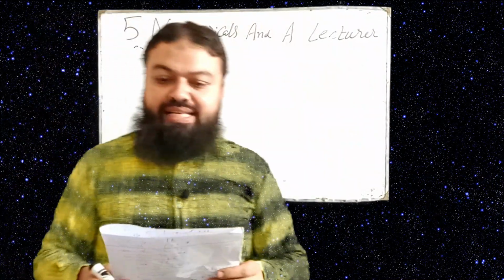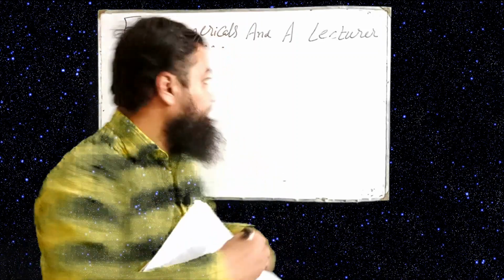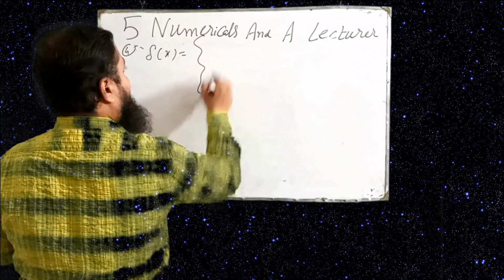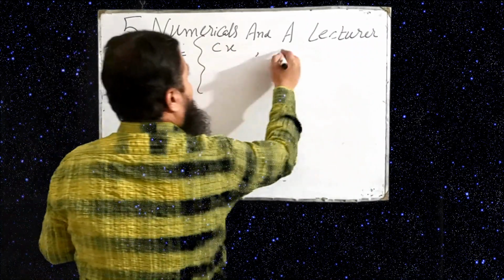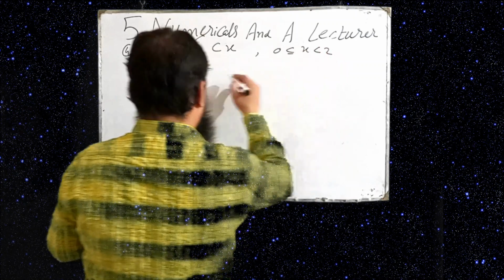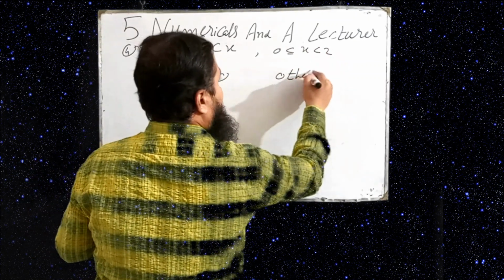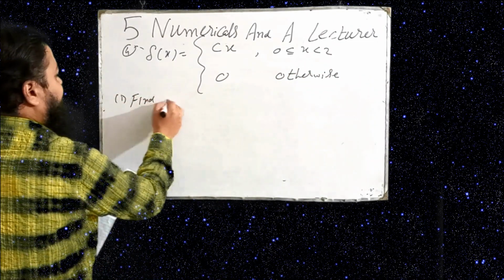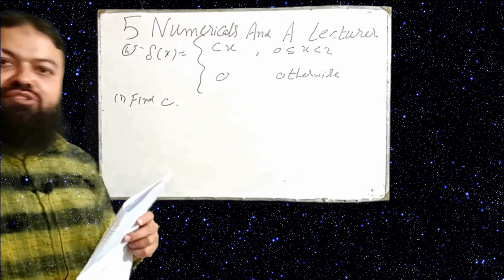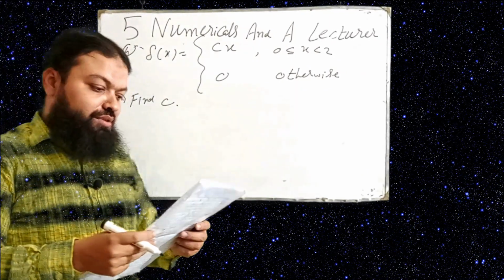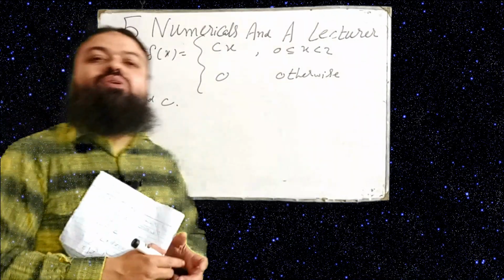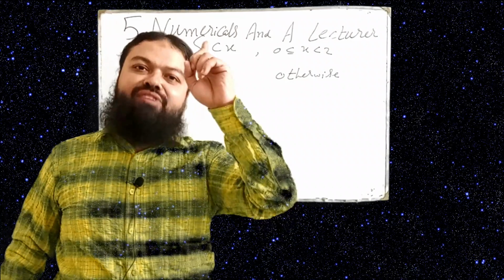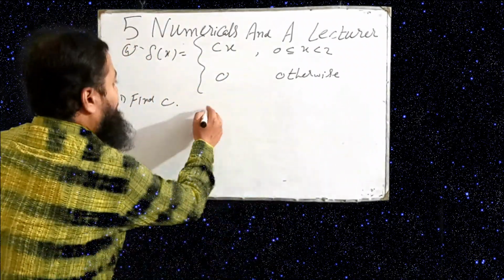Question number 4. Let x be a random variable having function f of x is equal to cx, 0 less than or equal to x less than 2, 0 otherwise. First part is find c. They can ask calculate c, what is the value of c, and 4 options are given to you. What will you do? We know in continuous distribution total area bounded by the curve and x-axis is always equal to 1.